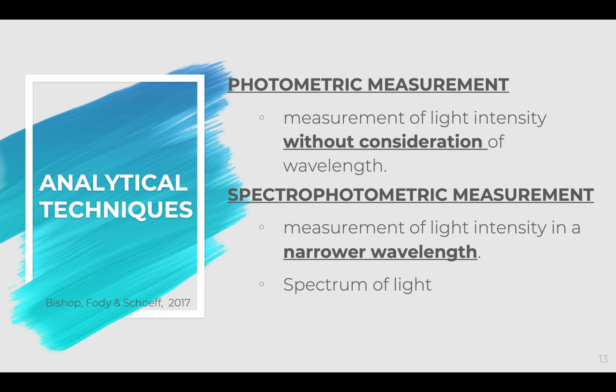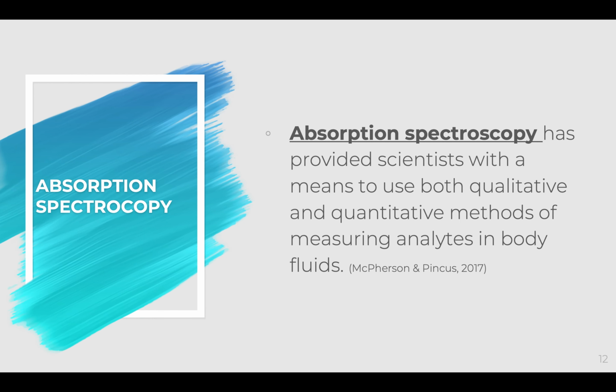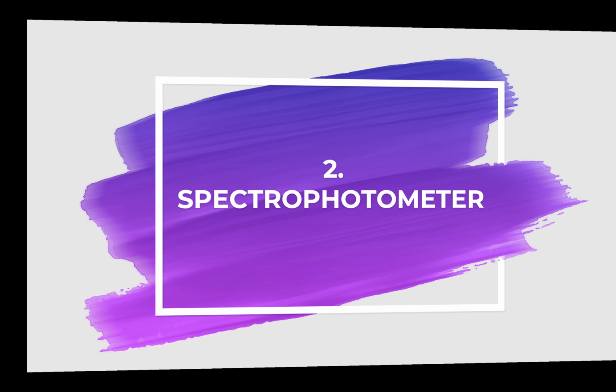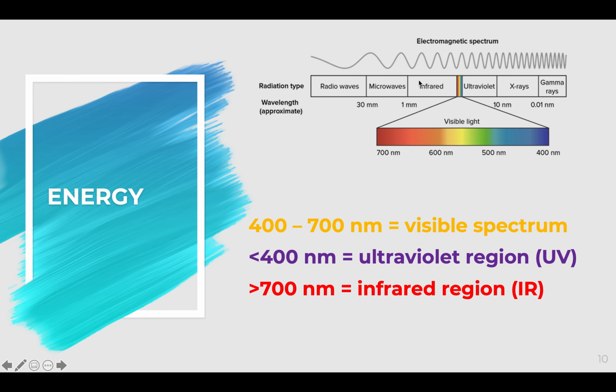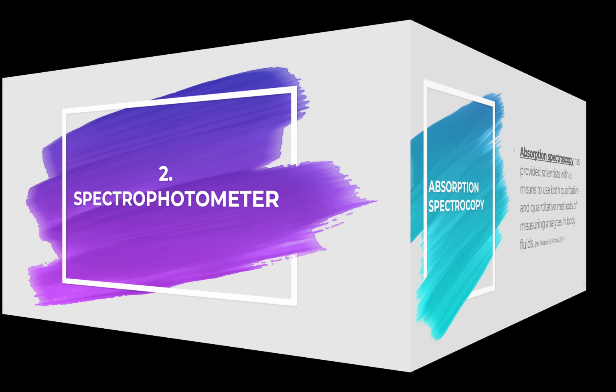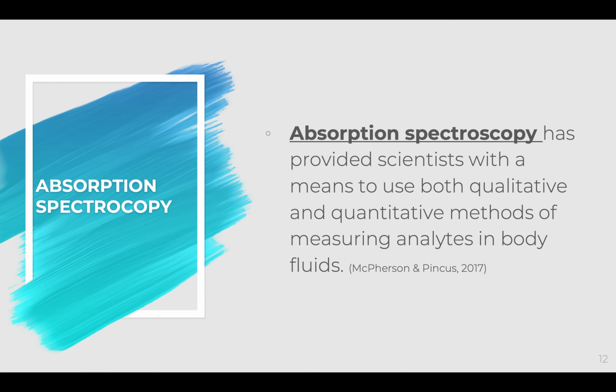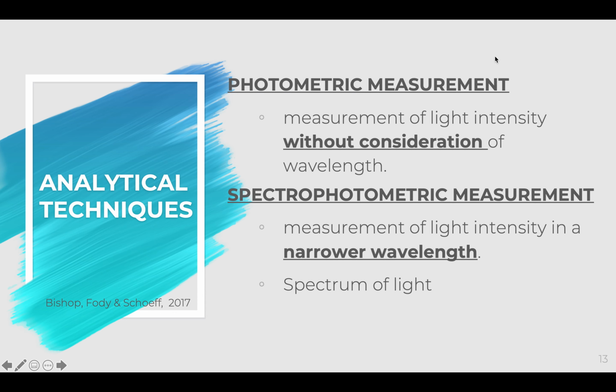And now here comes your spectrum of light. This is your electromagnetic spectrum. So you have here your visible light, your infrared, and your ultraviolet light. And that's what makes your spectrophotometer different from photometric measurement, because when we are talking about spectrophotometric measurement, we are pertaining to a narrower wavelength.